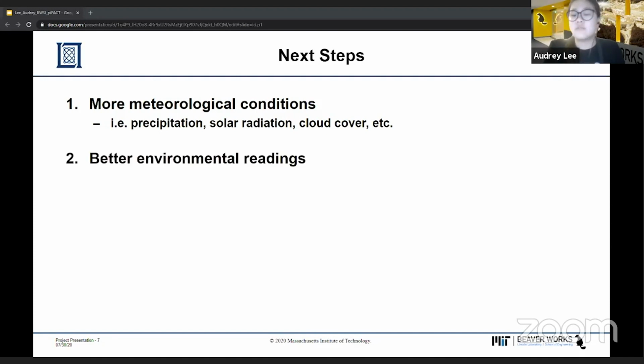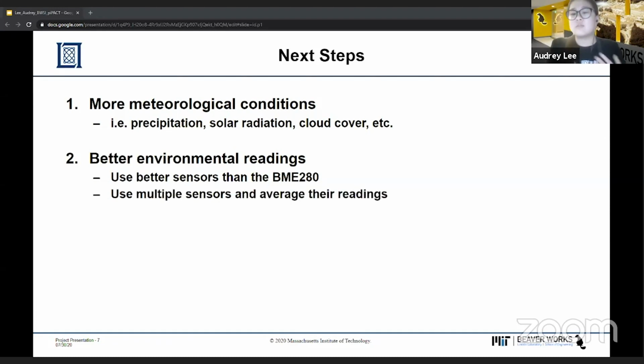Number 2 is to get better environmental readings. While the BME 280 sensor that I used was inexpensive and fairly easy to use, it certainly wasn't a top-notch sensor. And since I only had one, I had to assume that the readings from that one sensor were consistent throughout my entire experiment space. So in order to improve the accuracy of these readings, I said 2 things I could do were to first use a better environmental sensor than the BME 280, and second, to use multiple sensors and space them out along the 1.8 meters so that the values could be averaged and therefore more representative of the whole space.